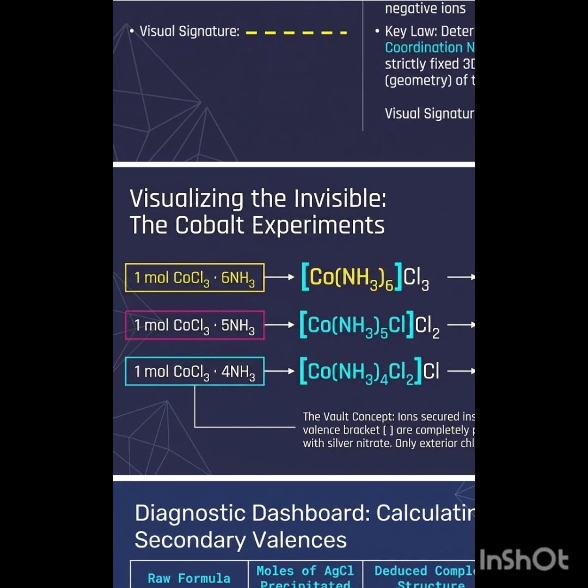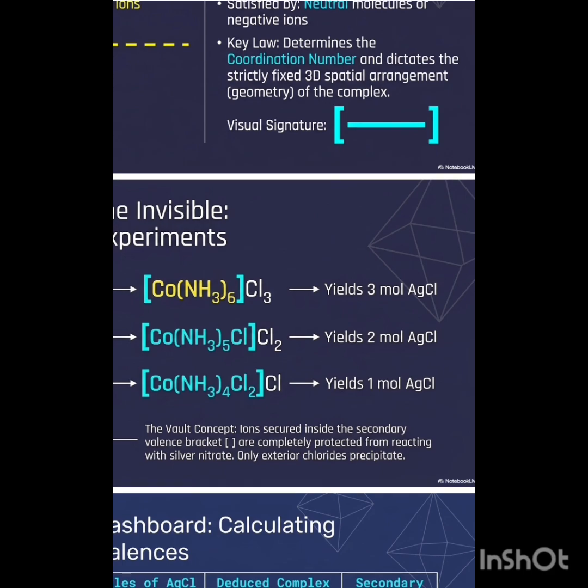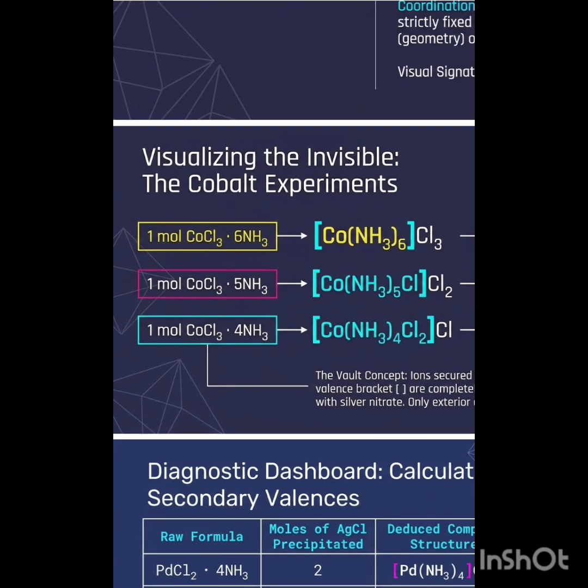The next molecule, in the same way, is 1 mole of CoCl3·5NH3. On adding silver nitrate, this compound gives only 2 moles of AgCl. That means only 2 Cl are ionizable. There are 3 Cl, so one more Cl is not ionizable. It is present as secondary valency, so it is within the square bracket. The formula for this compound will be [Co(NH3)5Cl]Cl2, with Cl2 outside the square bracket.